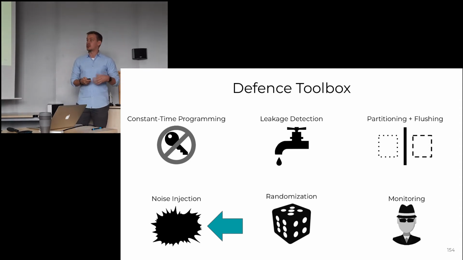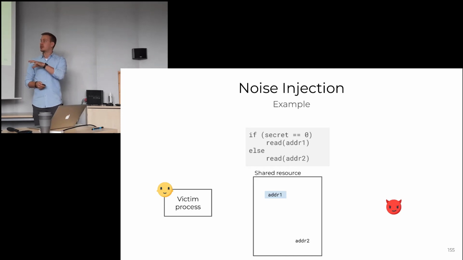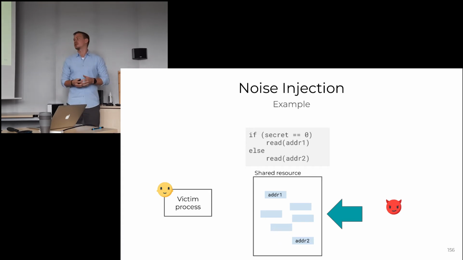One of them would be to inject noise. So here the idea would be, when we execute the snippet of code, we access not only one address, but also some other random addresses around, so that we are introducing noise in the measurements. And then the attacker will get confused and won't be able to retrieve any data from the results.